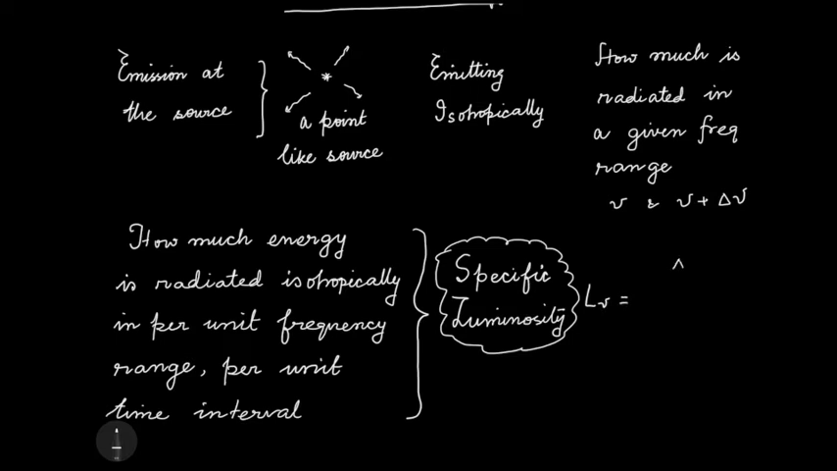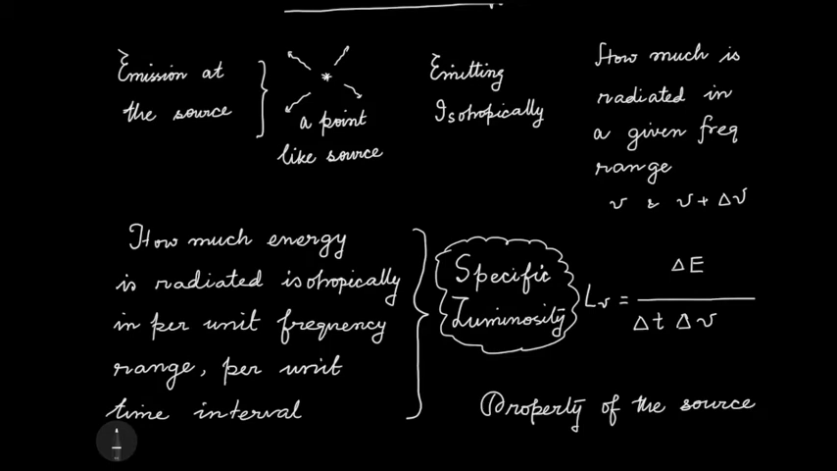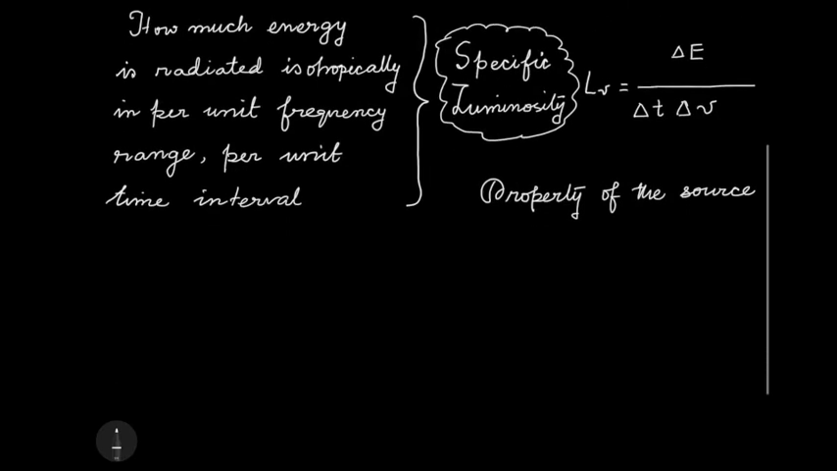So what is L suffix nu? Let me write it for you to remember. This is the energy emitted. Remember the emitted part, per unit time, per unit frequency range. That I call the luminosity. So you see, it's a property of the source, because we have not talked about transfer of this radiation anywhere else. It is just how much the source is able to emit.